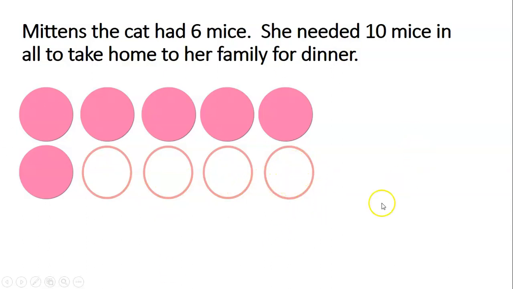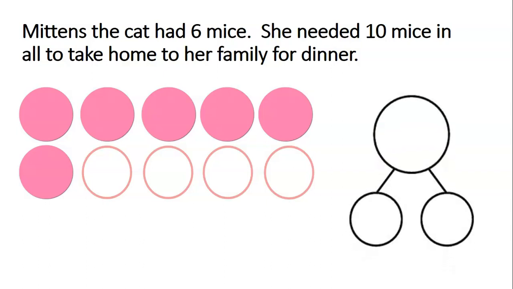So we used the picture this time, but remember, you can always count up. You can put 6 fingers up and count up until you get to 10, or you can use our number path that we've been using the whole lesson. Now let's go ahead and fill out our number bond. So we see it in 2 parts. We see the 6 mice that she already had, the 4 that she needed, so she added 4, and then she had 10 all together.